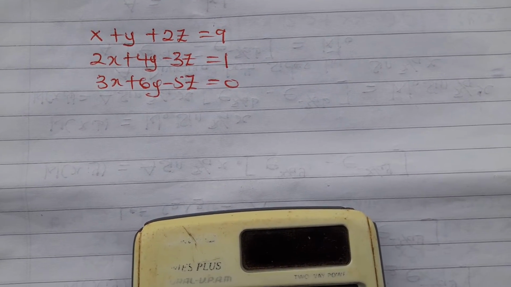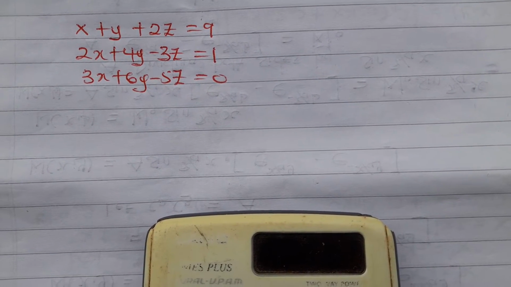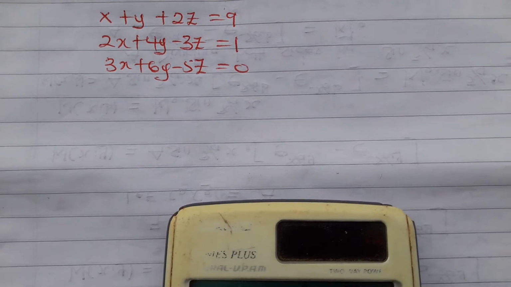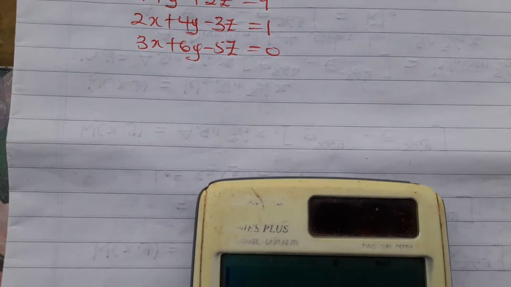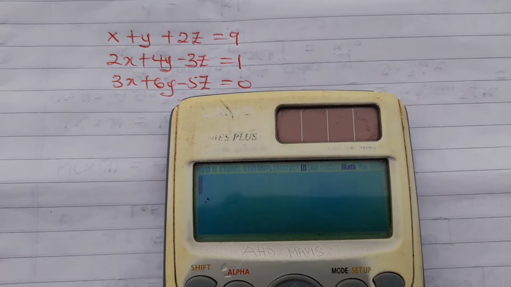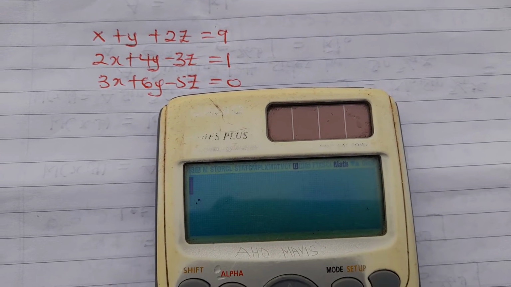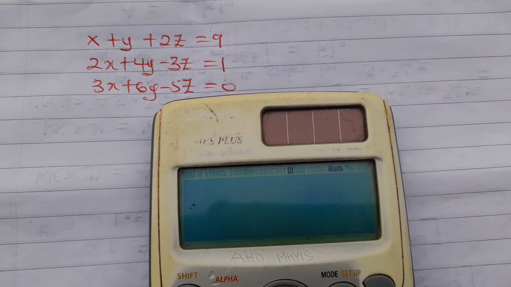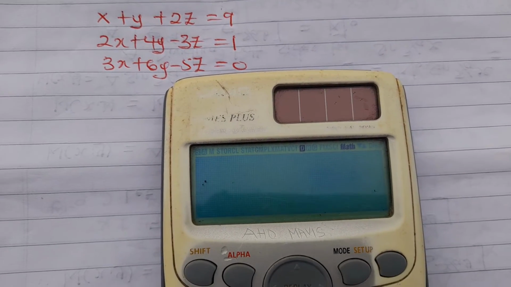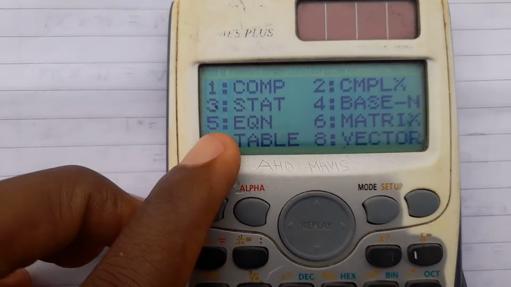Now we'll solve simultaneous equations in 3 unknown variables. So x plus y plus 2z equal to 9. Then 2x plus 4y minus 3z equal to 1. Then 3x plus 6y minus 5z equal to 0. How do we do that? You go to mode again. Then select equation, which is 5.